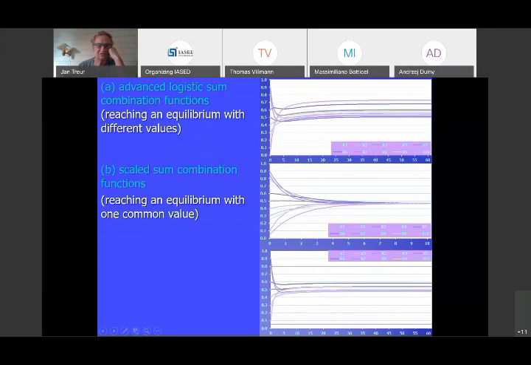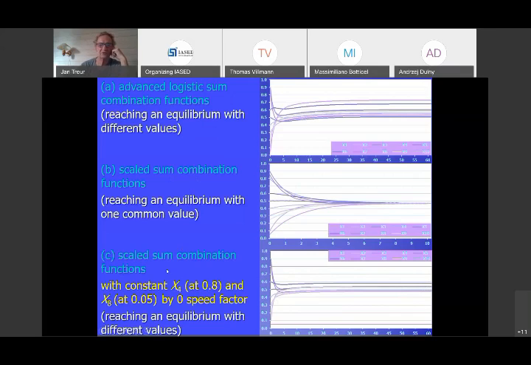So this is the logistic sum function, a combination function. This is a scaled sum function, and this is also a scaled sum function used. But here we have two constant states. These states were made constant. So that makes a different connectivity in that sense.